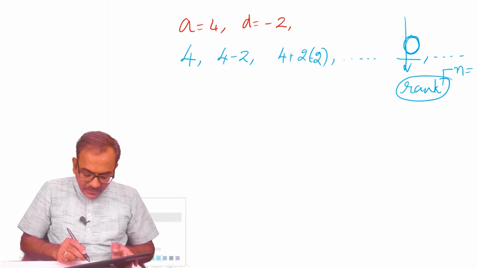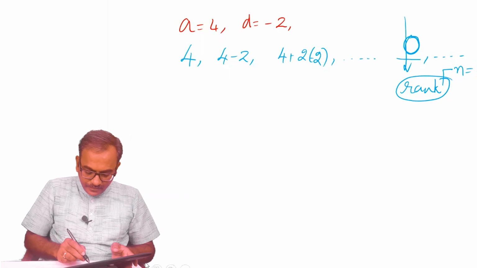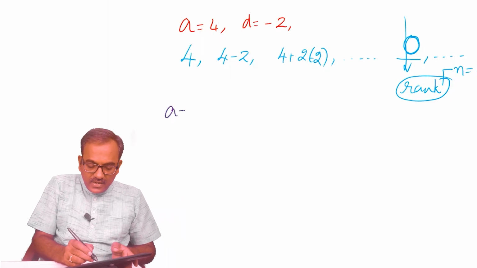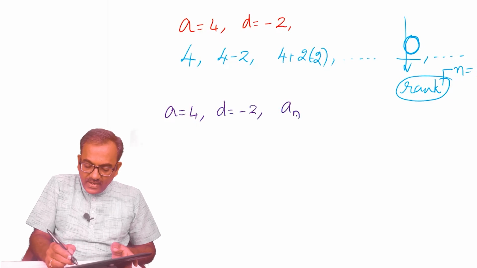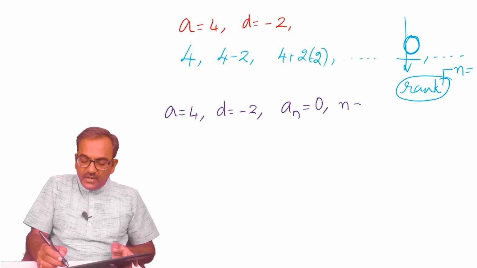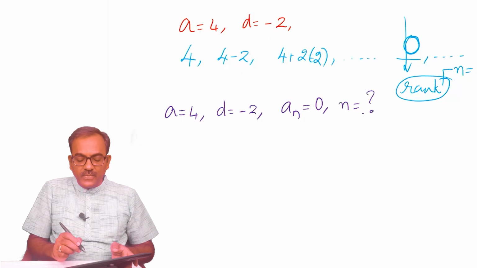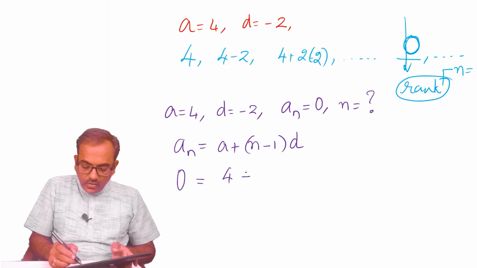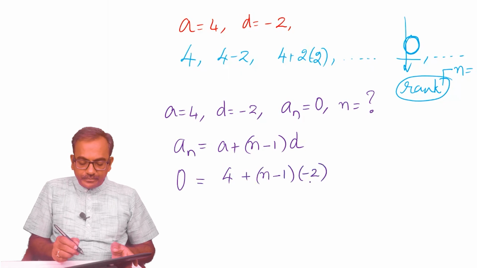Okay, so let me continue. Here we have a is equal to 4, d is equal to minus 2, and somewhere the an is sitting, giving the value 0, and we need to find the value of n. Again an is equal to a plus n minus 1 times d. An is 0, which is equal to 4 plus n minus 1 times minus 2.